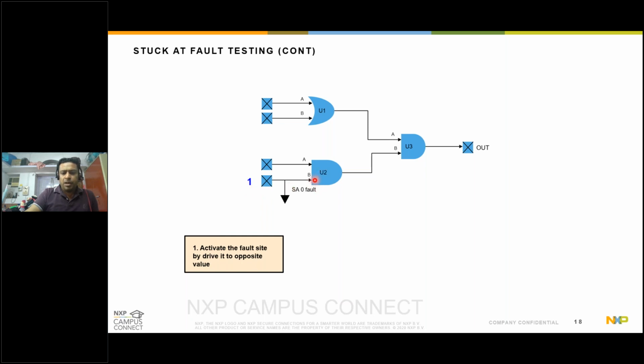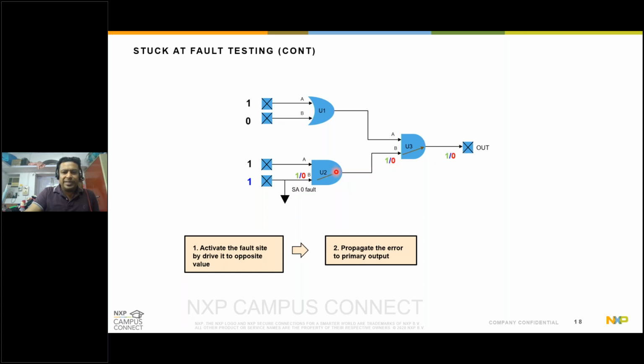So to activate the fault site, I need to drive a 1 on the B input of U2. The next step is to be able to propagate this error response from this gate to my primary output, because all these are internal nodes and I don't have visibility of these internal nodes. So I can only check the response at this primary output, but I should be able to propagate the response from this stuck at 0 node up to the output.